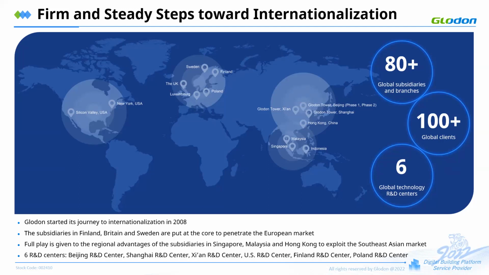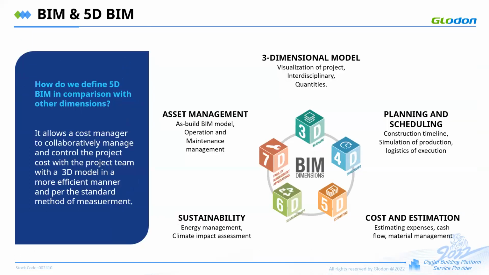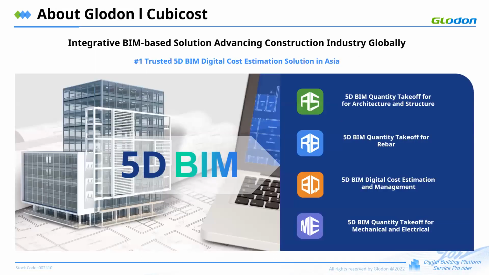You can compare this CubiCost software with any other software available in the construction industry. This is the best quantity surveying software in the world. This is the best. And we can use this CubiCost software for various works: to create 3D models, planning and scheduling, cost and estimation. Then we can use this software for sustainability and asset management. So it's very important.